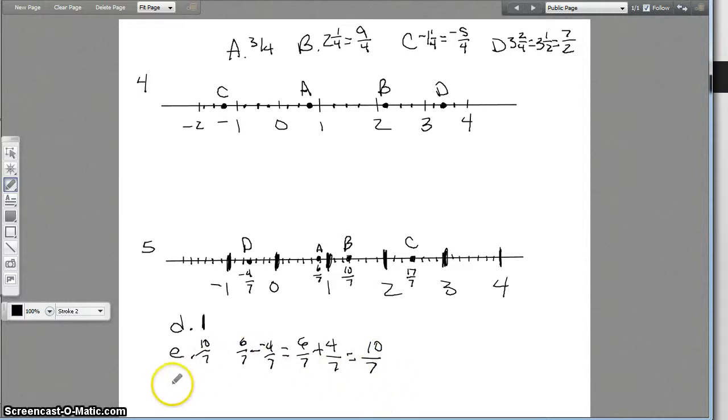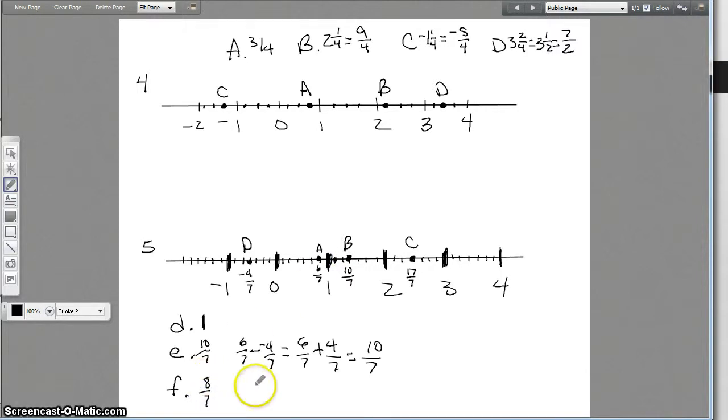Okay, part F, we switch gears, and it says find the coordinate of the point midway between points A and B. So points A and B are at 6 sevenths and 10 sevenths. If you look here, you can see there are 1, 2, 3, 4 tick marks between them. And to get the point that's exactly in the middle, we need to go 2 tick marks from either one. And that's going to land us right here at 8 sevenths.